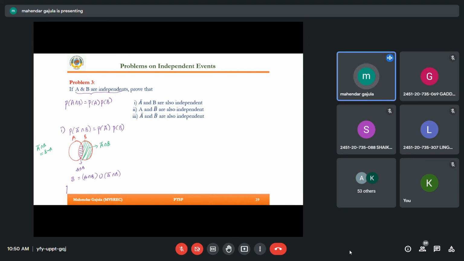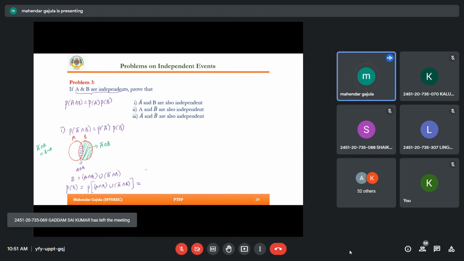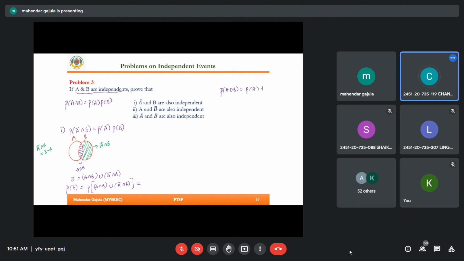Yes, sir. This is our event. Now apply probability on both sides. What do you get? Probability of A intersection B union A bar intersection B. Now we can apply the probability of A union B formula. What is the formula of A union B? P of A plus P of B minus P of A intersection B.